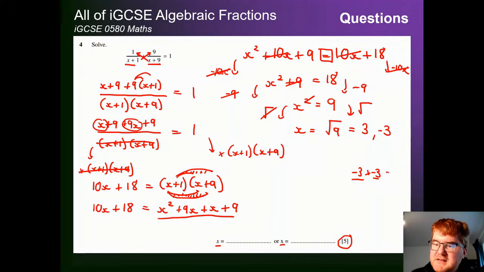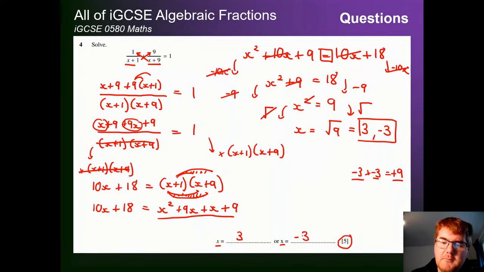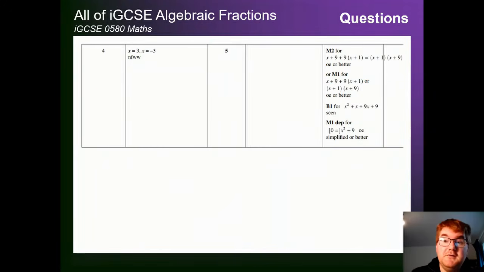Minus times a minus is a plus, and 3 times 3 is 9. So whenever we're square rooting, there are two possible answers to consider. So our very final answer here is x is equal to 3 and x is equal to minus 3, like so. Again, you can have a look through the mark scheme and see where you pick up all these method marks.